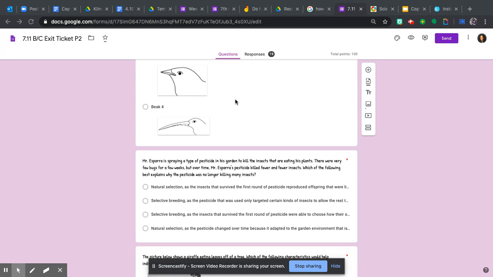All right, the next one says, Mr. Aspara is spraying a type of pesticide in his garden to kill the insects that are eating his plants.